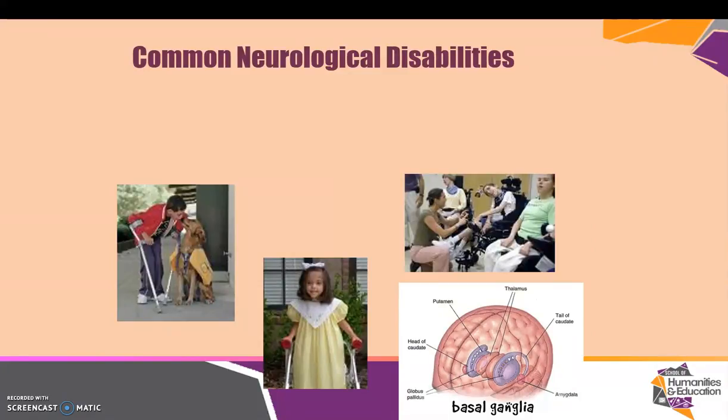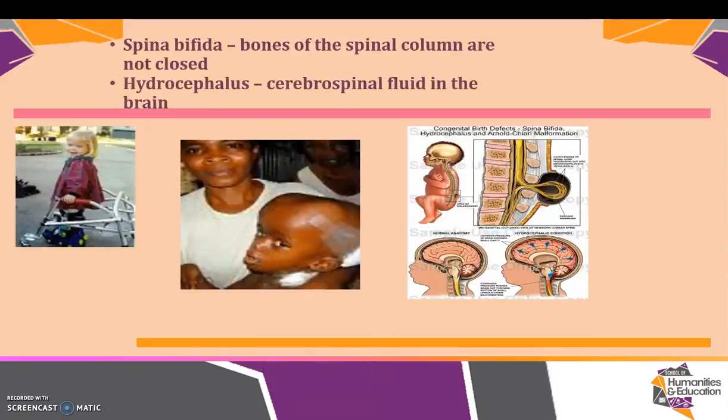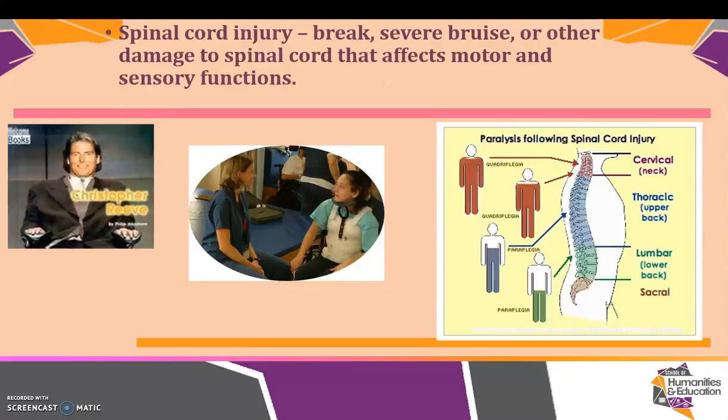I want you to take a look at some of these pictures. They show some of the common disabilities that I've just listed. So cerebral palsy, paralysis of the brain, spina bifida has to do with bones of the spinal column being not closed up, and hydrocephalus has to do with the fluid in the brain, which results in an enlarged head. Spinal cord injury, and all of these are physical impairments. It's a break or severe bruise to the spinal cord.